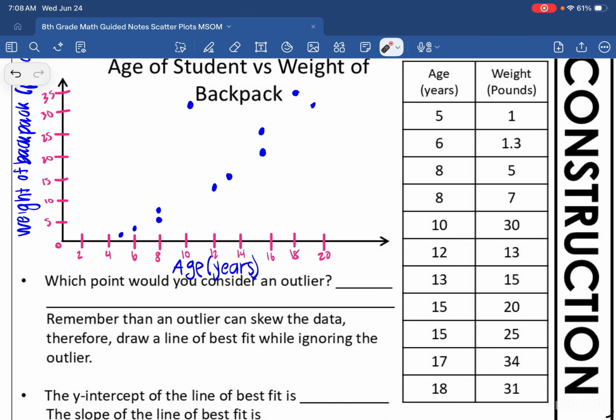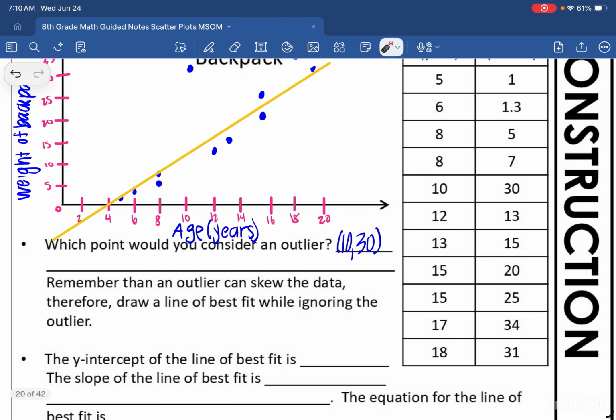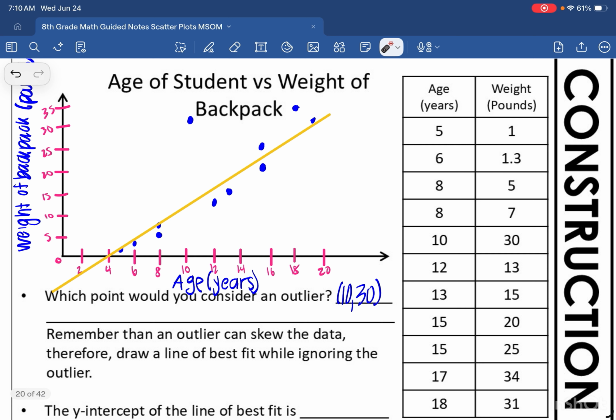It asks me, which point would you consider an outlier? I would consider this point right here an outlier because it's not near these points right here. Remember that an outlier can skew. Skew means kind of like extremely affect the data. Therefore, draw a line of best fit while ignoring the outlier. The y-intercept of the line of best fit is, let's go here and look, it's going to be negative. So it's going to be about a negative 10.